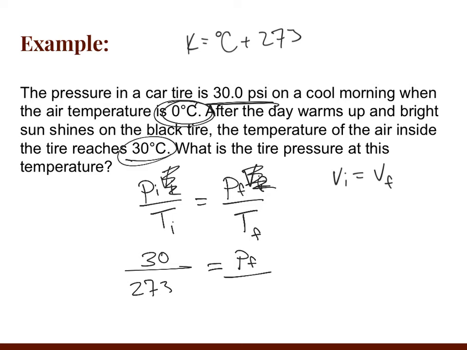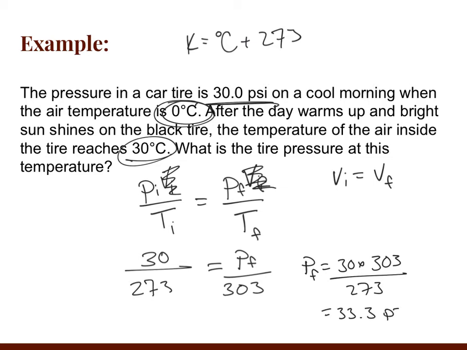30 degrees Celsius is 303 Kelvin. So here you'd say pressure final equals 30 times 303 divided by 273, whatever that number is. And I typed it into a calculator, got 33.3 psi. So a slight increase, which you would expect from a temperature increase.